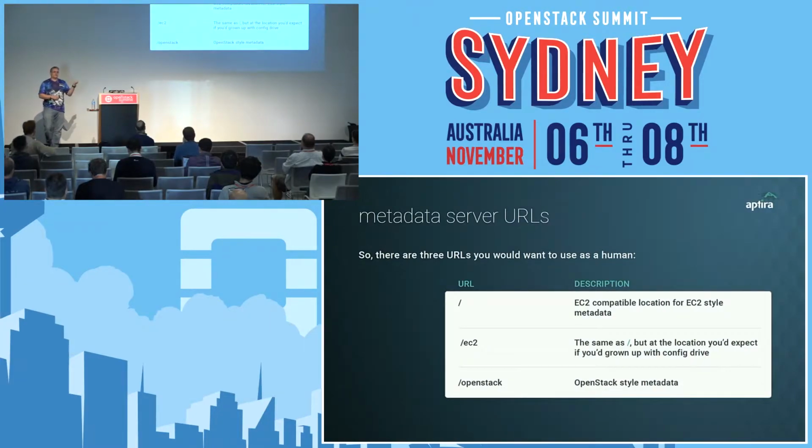But all up, there's 3 URLs that you probably care about. There's that root directory we just talked about, there's the OpenStack URL, and there's the EC2 URL, which are exactly the same as they are on config drive.